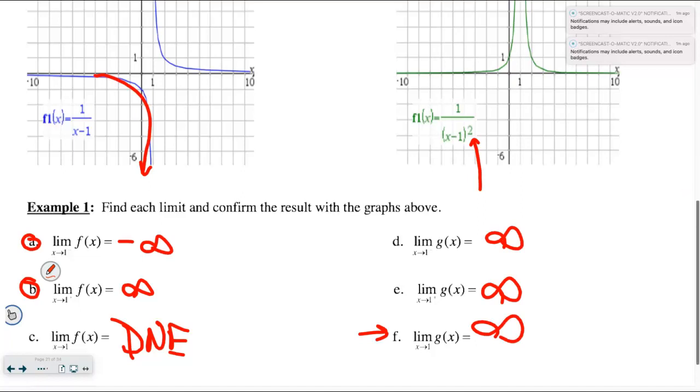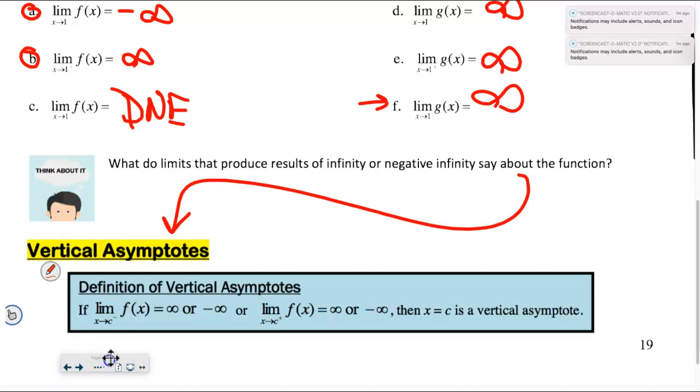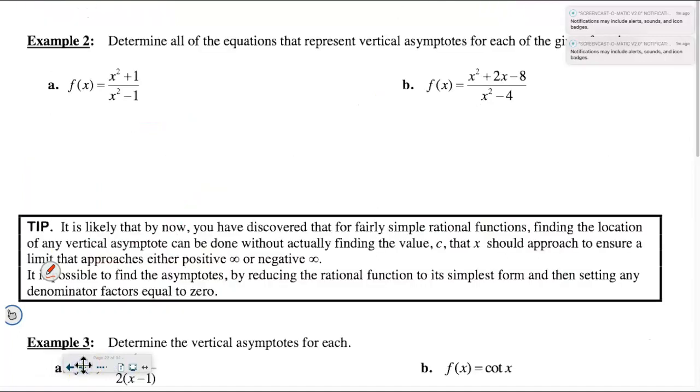All right? So just a little bit with notation. It says that these limits that produce infinity or negative infinity say about the function that they have a vertical asymptote at that value of c. So pretty straightforward, nothing earth-shattering there. So that went really fast.